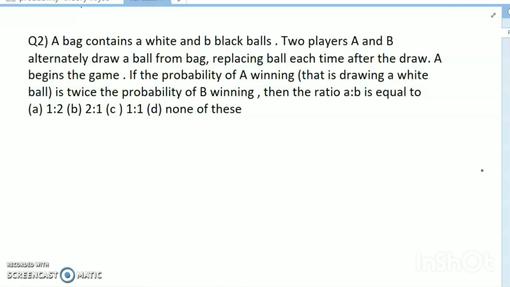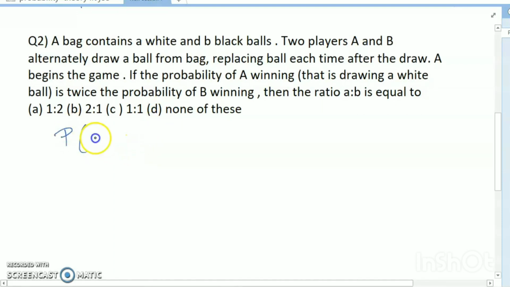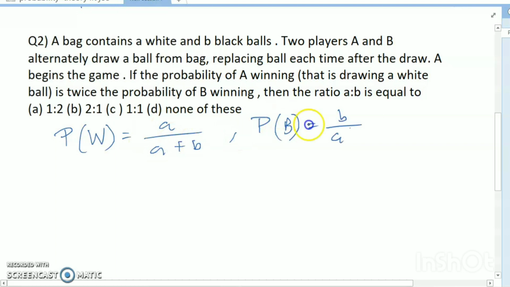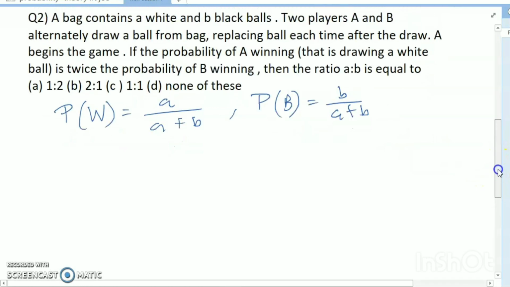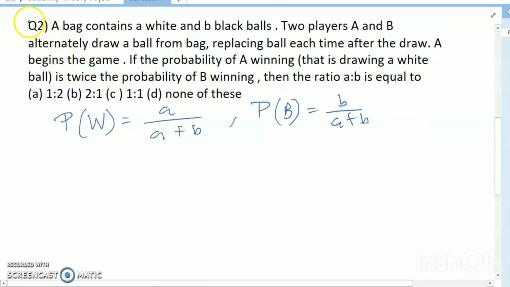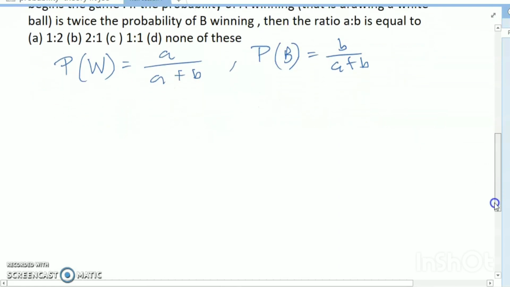So friends, probability of white is a divided by a plus b, and probability of black is b divided by a plus b. This is a very common question. This question comes in a lot of university exams, and also CBSE, ICSE boards.